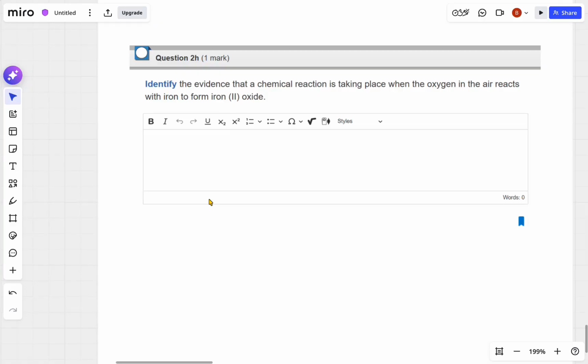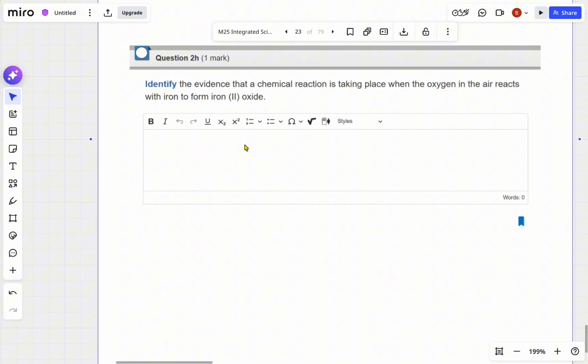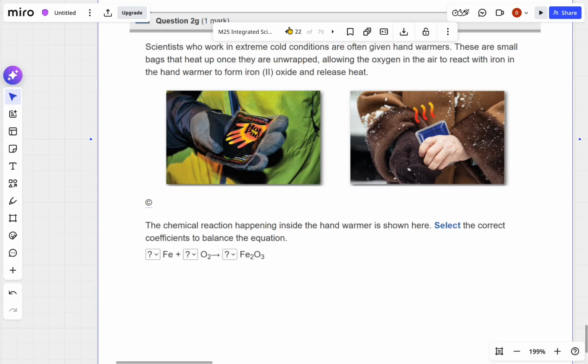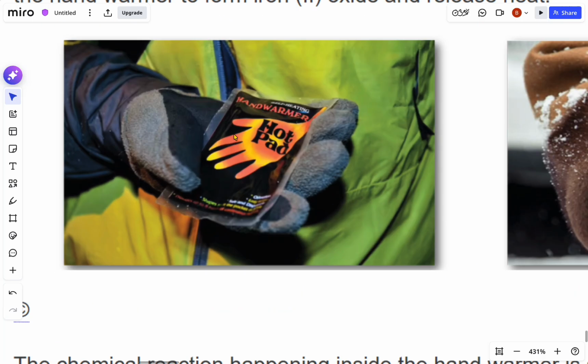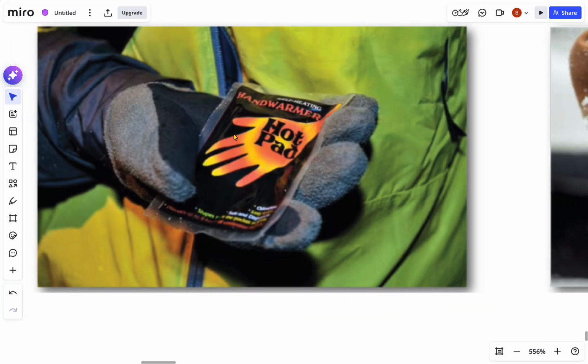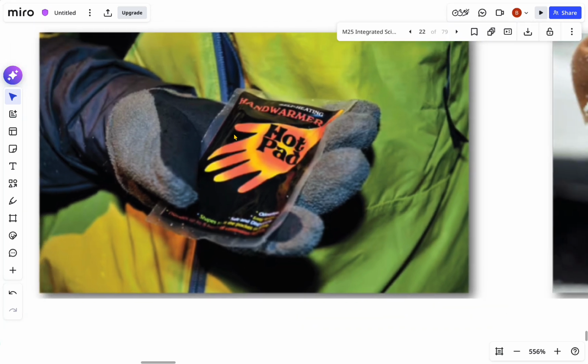Now we have question 2H. So let's just look at it. Identify the evidence that a chemical reaction is taking place when the oxygen in the air reacts with iron to form iron oxide. Let's not get confused over here. Let's just think in consideration to the heating packs over here because they work on the same principle. So let's just think, what is the indicator, what indicates that?